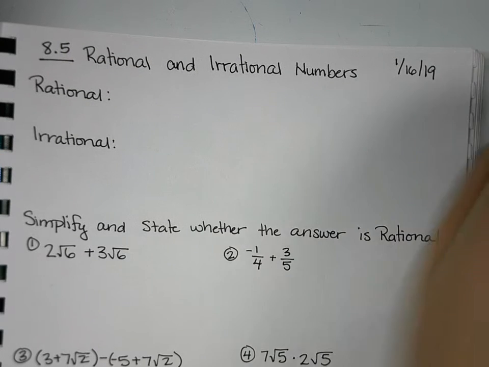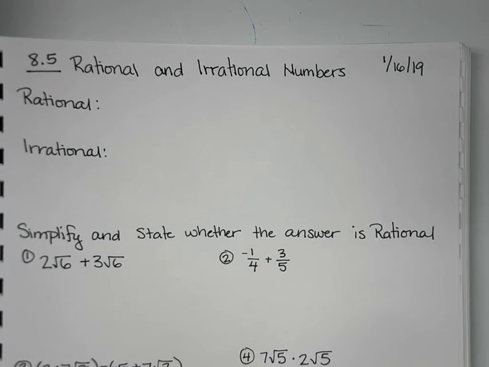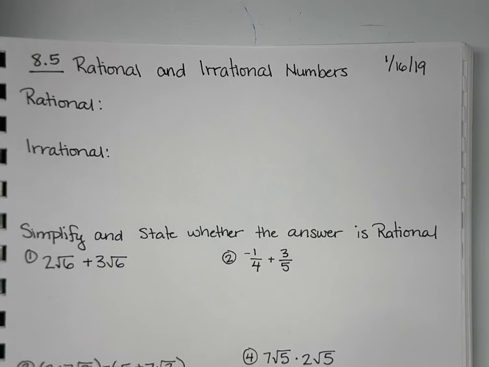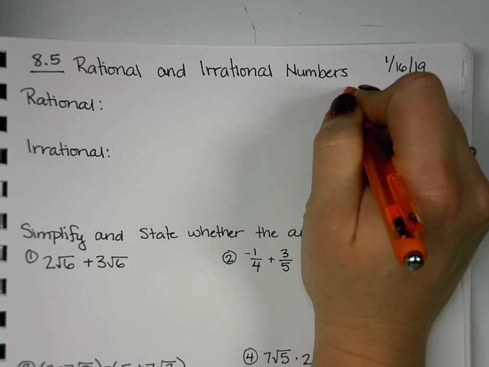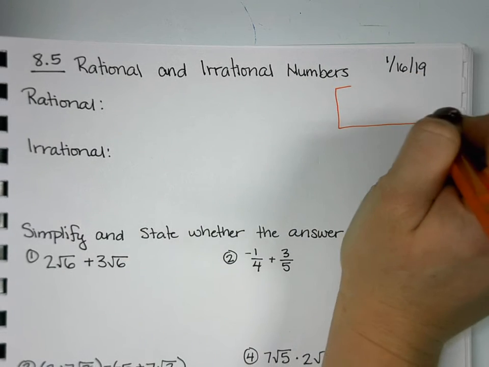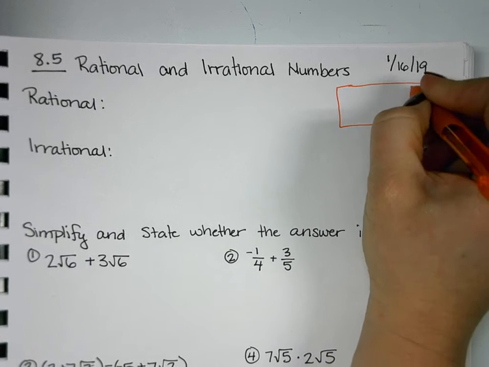All right, so 8.5 is our last new lesson of the unit, and it's about rational and irrational numbers and what the difference between the two is. So we have all different kinds of numbers. Right now, in your whole lives, you've been working in the real numbers, meaning numbers that you can plot on a number line.